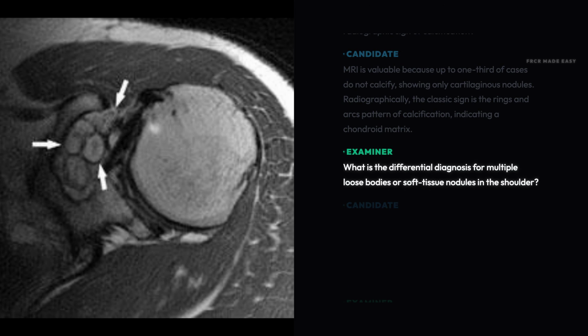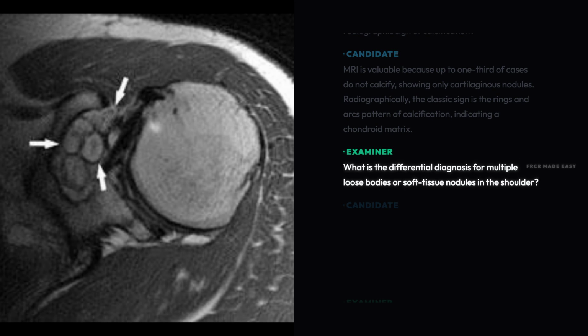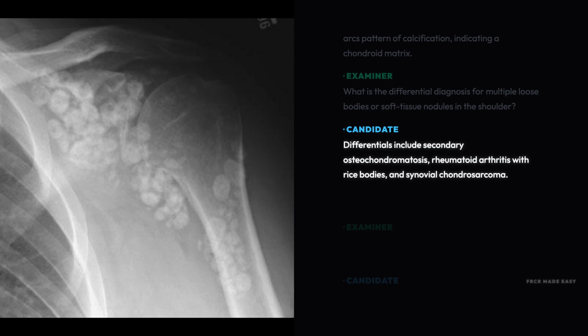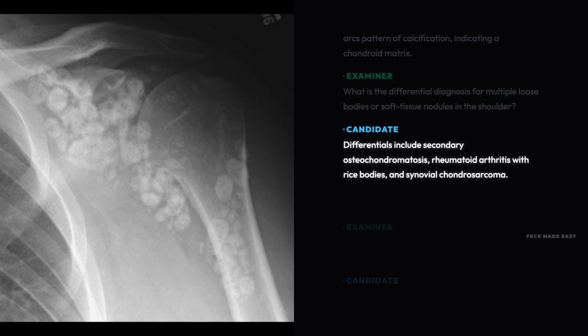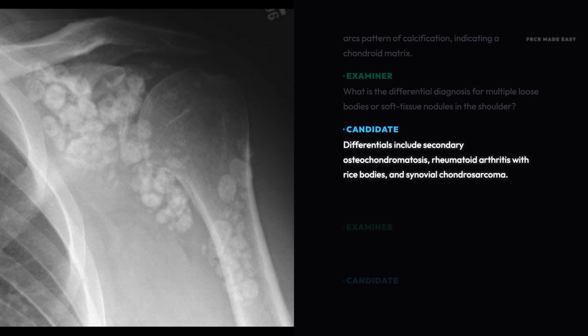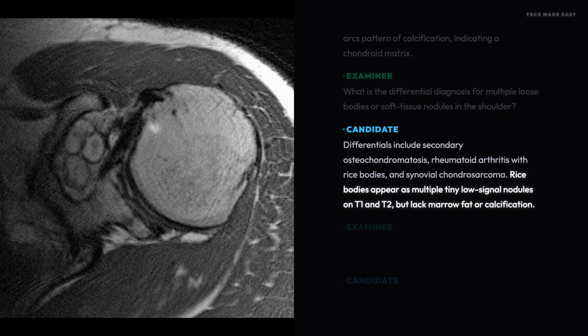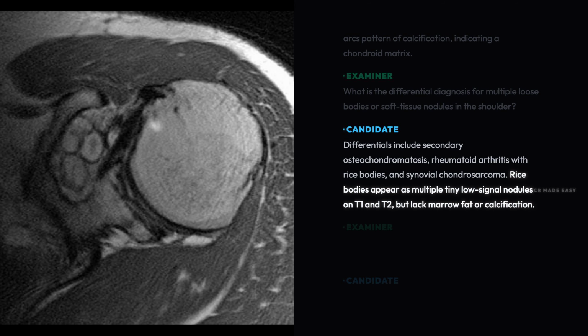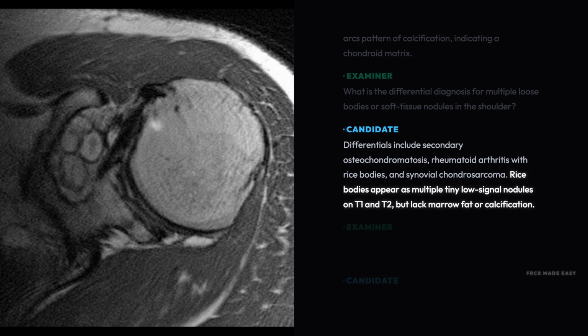What is the differential diagnosis for multiple loose bodies or soft tissue nodules in the shoulder? Differentials include secondary osteochondromatosis, rheumatoid arthritis with rice bodies, and synovial chondrosarcoma. Rice bodies appear as multiple tiny low-signal nodules on T1 and T2, but lack marrow, fat, or calcification.